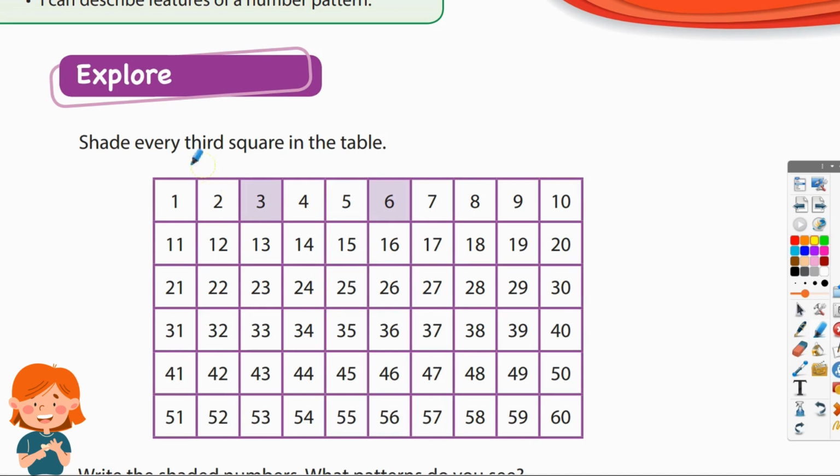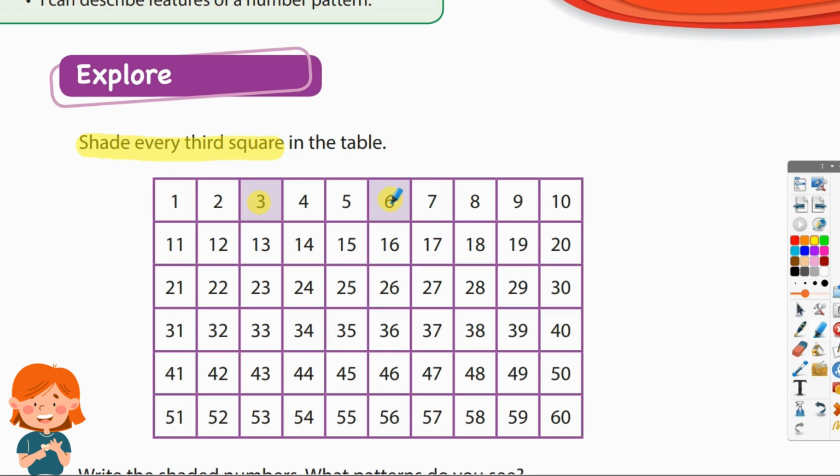The first one: our rule says to shade every third square in the table. The rule is what I have to do, but I need a starter. In this case, my starter is 3. So starting with the number 3, I have to shade every third square. The rule is to count 1, 2, 3, and I shade the next square.